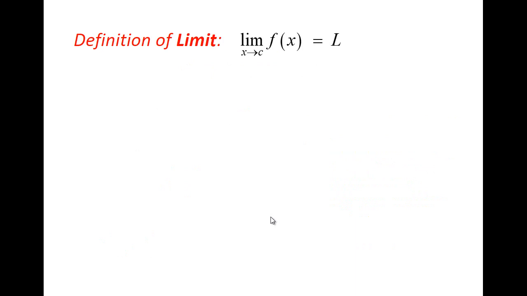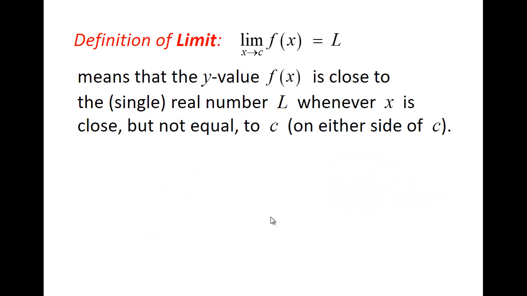Okay, so the definition of limit, this is the sloppy version. The sloppy version of the definition is that this notation, the limit of f of x as x goes to c, or x approaches c, is equal to L, the number L, means that the value of f of x is close to the real number L whenever x is close to c but not equal to c on either side of c.